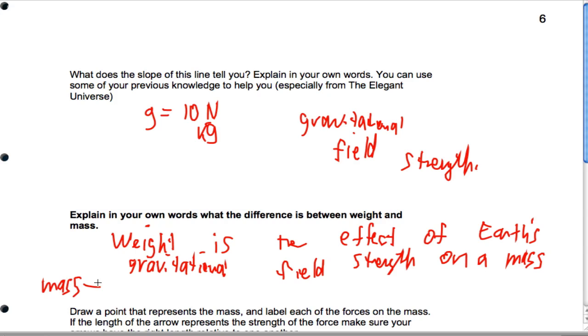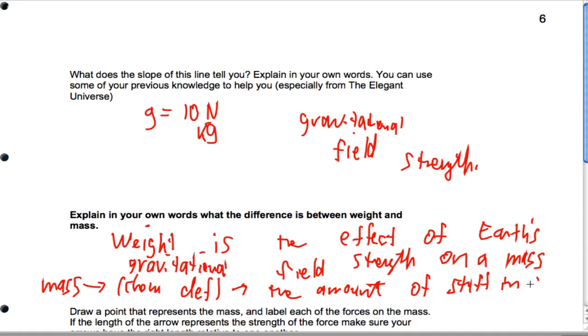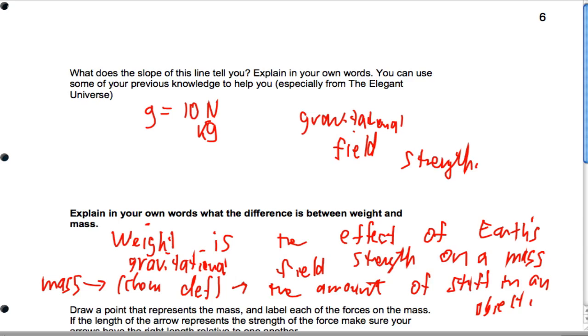Mass is simply, I don't know, whatever you want to call it from chemistry. We're going to come up with a definition in physics, but for now we're going to use the chem definition, which is the amount of stuff in an object. That seems kind of like a circular definition. We're going to improve it later.